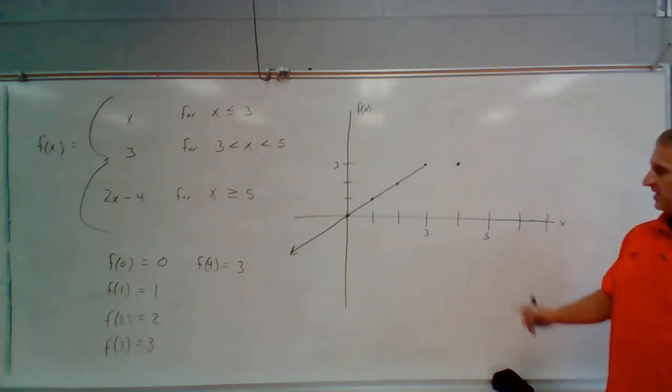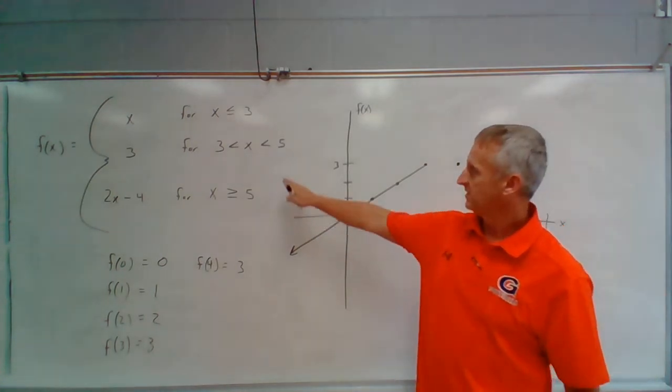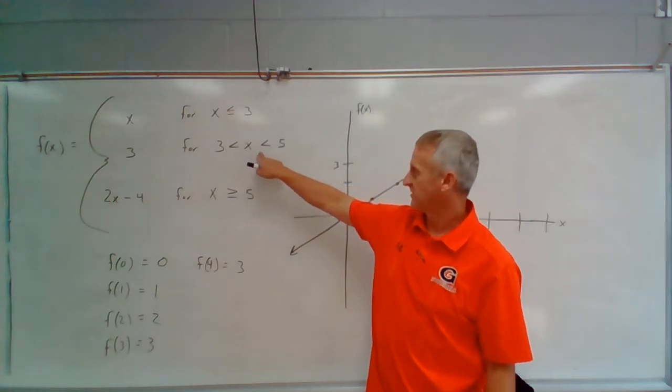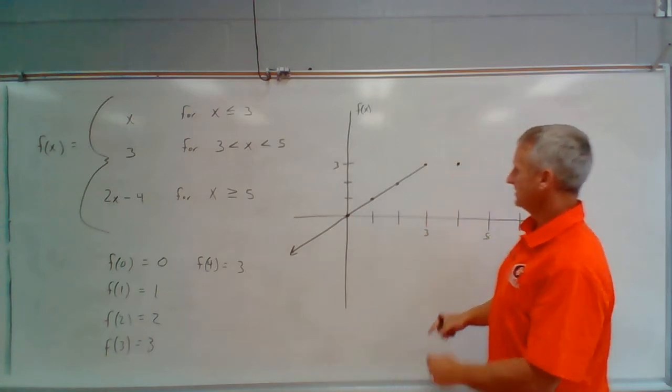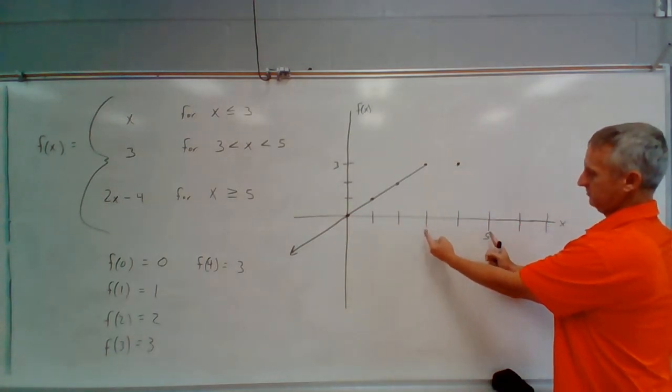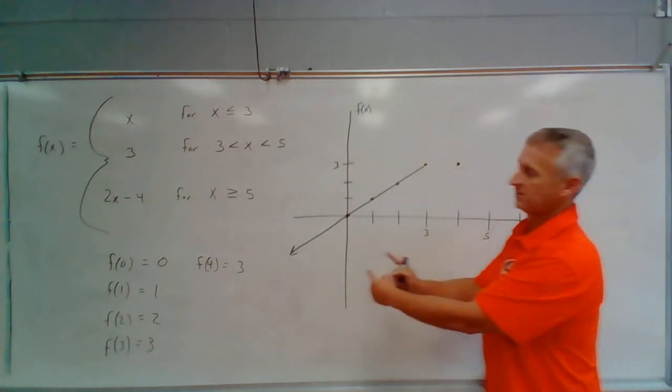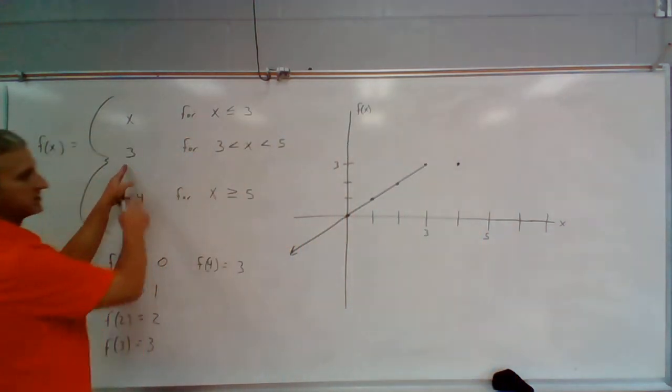All right. F of 5, let's say. I can't use this equation because 5 is not less than 5. It's equal to, so we'll have to go down here. All the numbers between 3 and 5 will require me to use this equation.